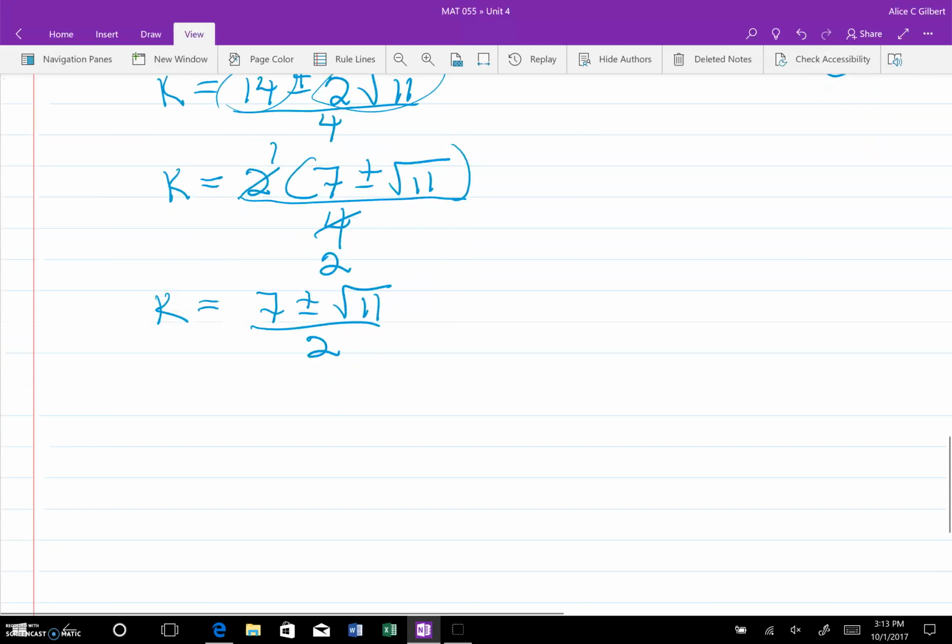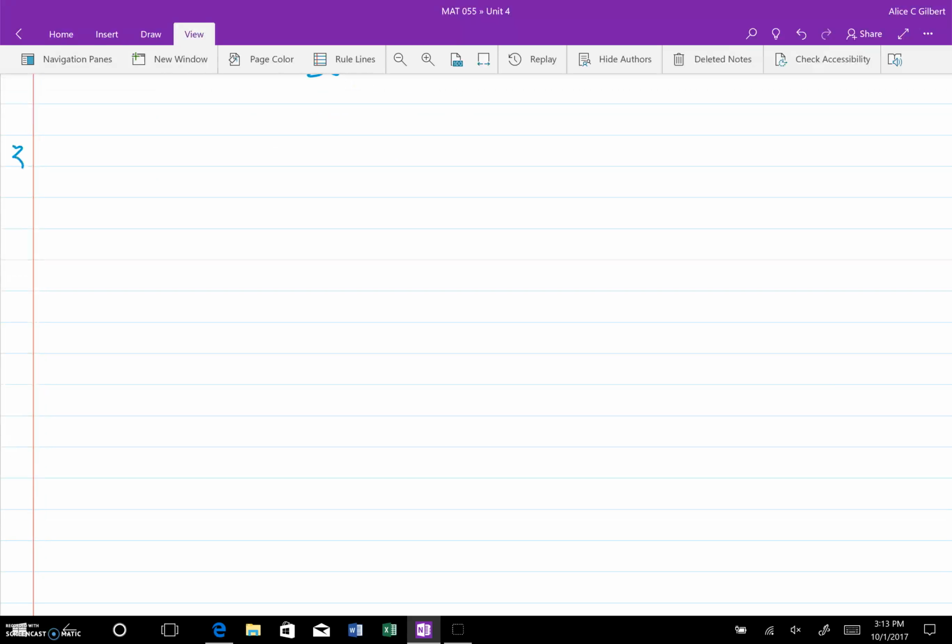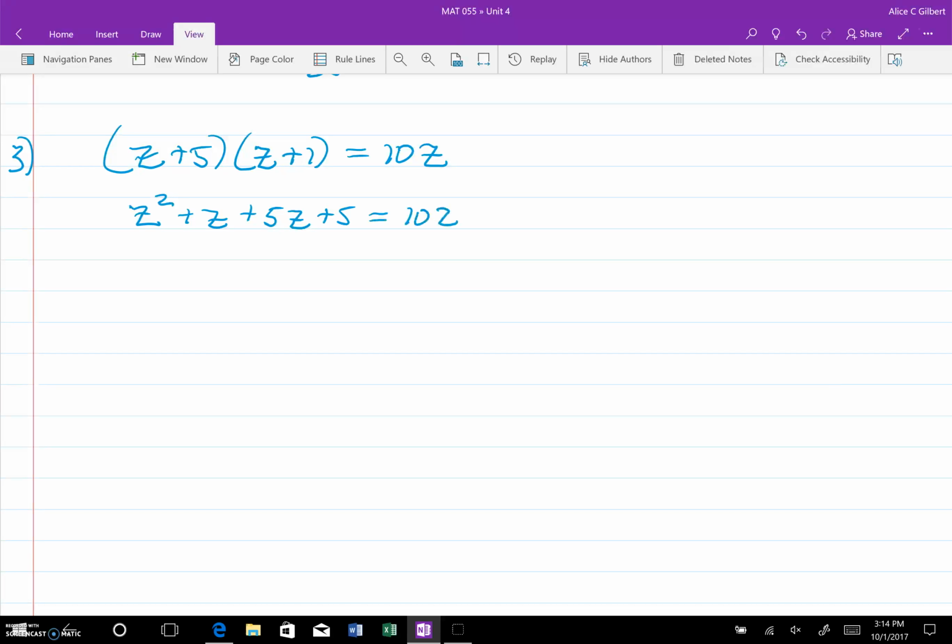Okay, there's our second example. Let's do one more. Okay, z plus 5 times the quantity z plus 1 equals 10z. Well, I look at this and I say, oh my gosh, this is nowhere near in standard form. That's the absolute first thing I need to do. So I'm going to start by foiling the left side. So that's z squared plus z plus 5z plus 5 equals 10z.